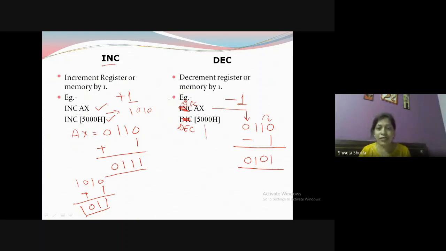Now let's see what DEC 5000 means. As we have taken from here, that 5000 contains the value 1010. So what is going to happen? We will decrement it by 1. That means -1. Again, what is this? 0 minus 1 cannot be done. So you have to take the borrow from here. Now this will become 10. 10 means 2. 2 minus 1 is 1. This becomes 0. This is 0 and this is 1. So now the result is this in case of decrement 5000H. So this is how increment and decrement works.